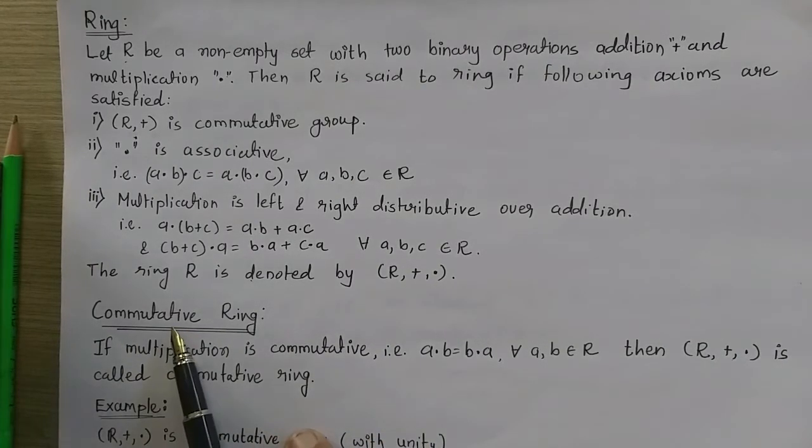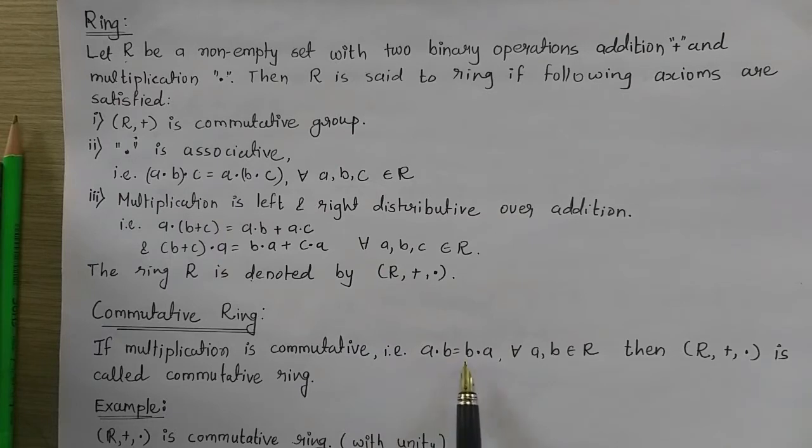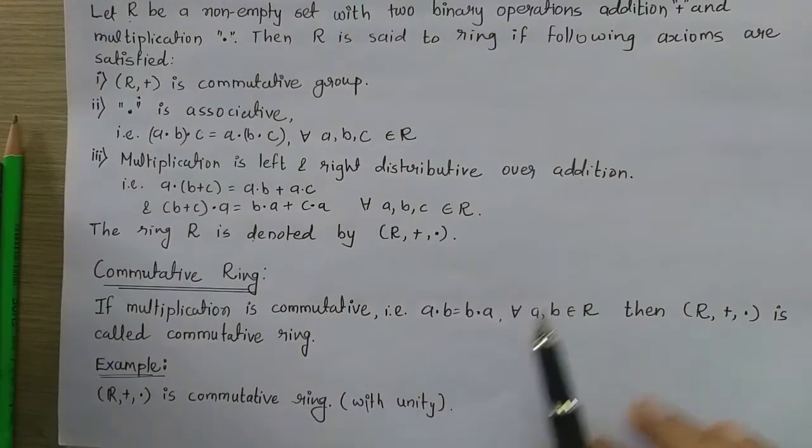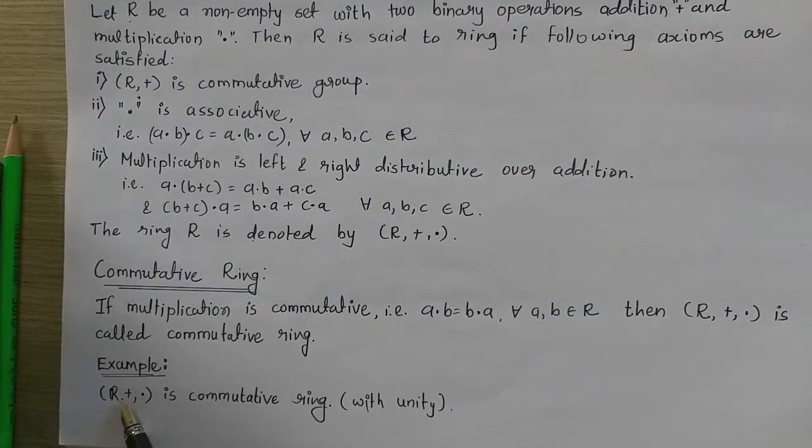Now the commutative ring. If the multiplication is commutative, that means a dot b is equal to b dot a for all a, b belongs to R, then the ring is called a commutative ring. An example of a commutative ring is the set of all real numbers R with usual addition and usual multiplication. Here the real numbers R with usual addition and usual multiplication is a commutative ring with unity.